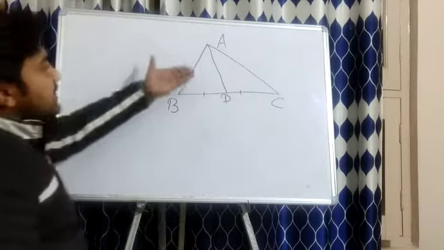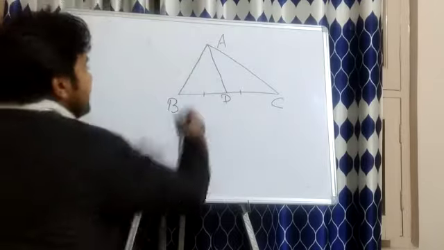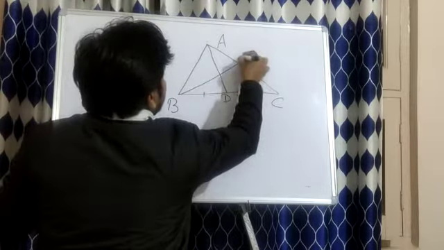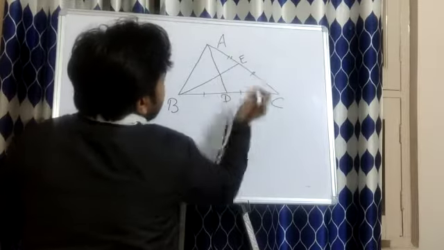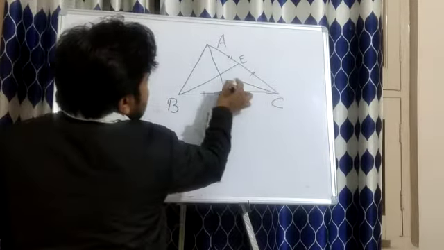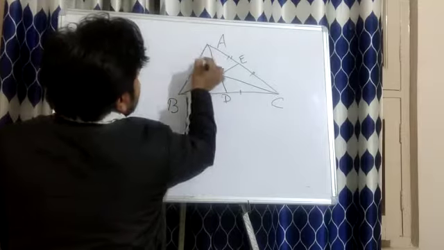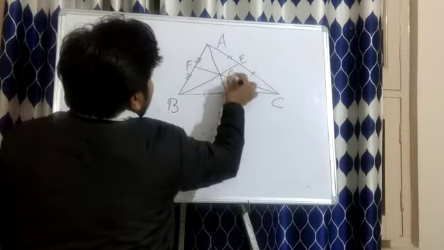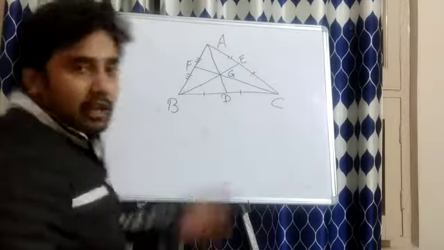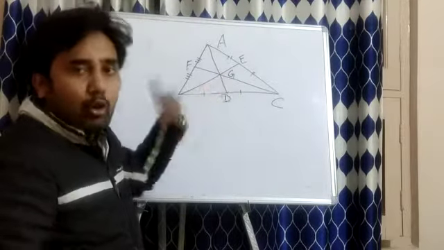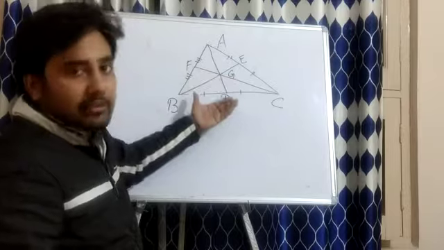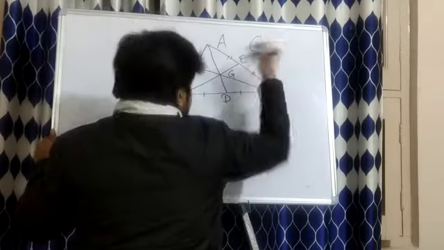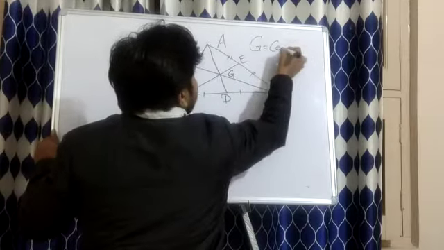Now since there are three vertices in a triangle, there will be three medians. Now this is the midpoint, this will be equal to this. Now the third median, let's call this point F. Now we saw in the last video that the three medians of a triangle are concurrent and the point of intersection of the three medians is known as the centroid. We labeled it as centroid.